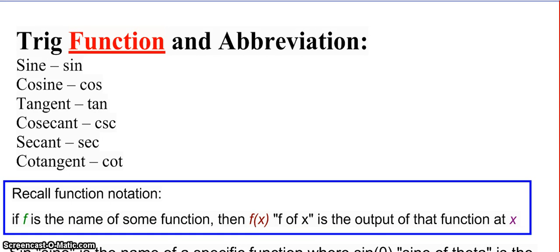All right, so now we're going to talk about right triangle trig. This is a big part of trigonometry, kind of how some things in trigonometry are defined. First, we need to understand some more vocabulary.